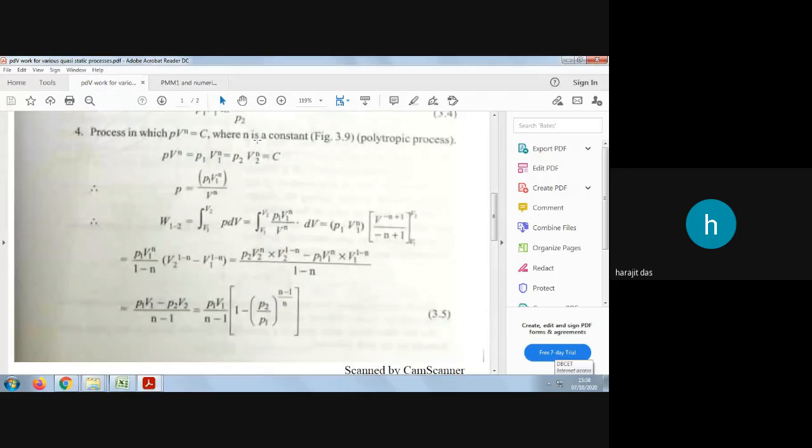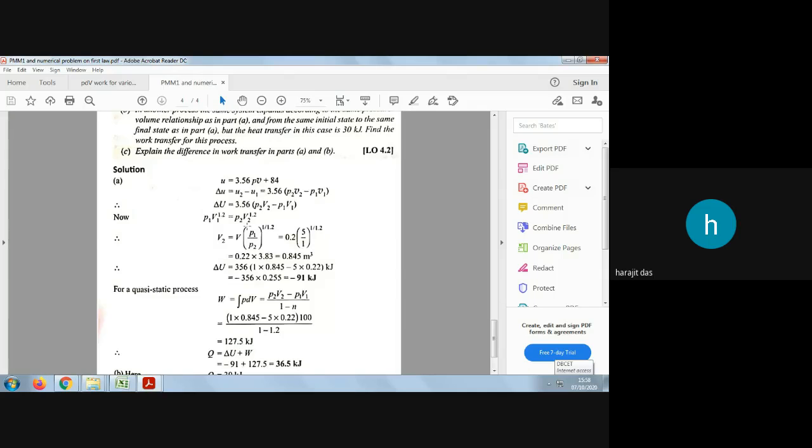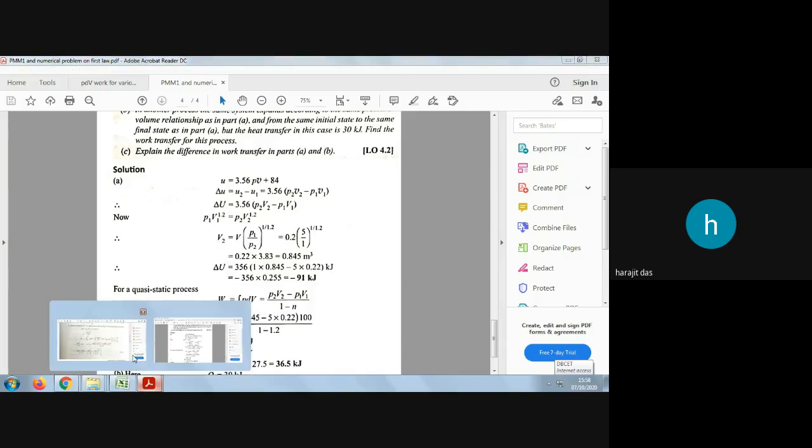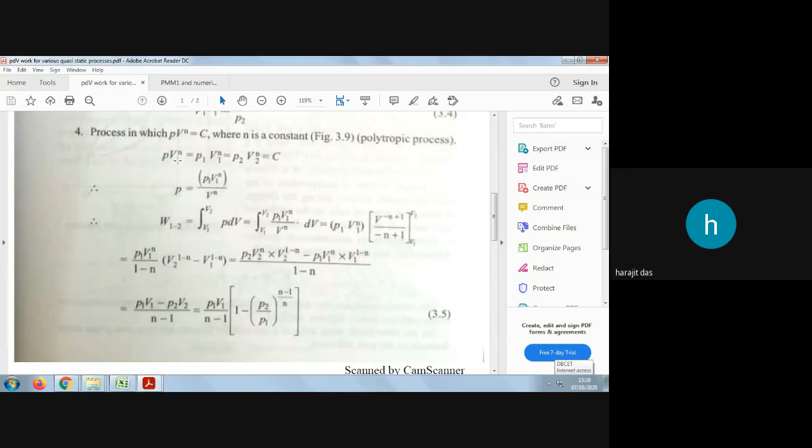So for polytropic process, in the last class we have seen that P V to the power n equals constant. So here also it is P V to the power 1.2, okay, so this type of expression it is there. So you can relate it to P V to the power n equals constant, means this is polytropic process. So for polytropic process, what is the work done? W 1 to 2 will be equals to P1 V1 minus P2 V2 divided by n minus 1. Okay, so this is the general form.